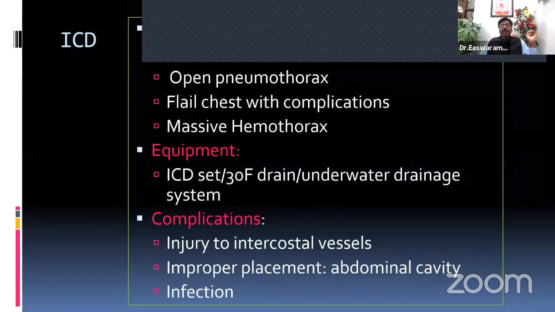What do you mean by intercostal drainage? Putting a tube in the pleural cavity, joining it with the underwater seal. Like here, we have already seen the indications: tension pneumothorax, open pneumothorax, flail chest. Of course, the fourth one I'm telling you in a minute is a massive hemothorax. So here, how do we do it?